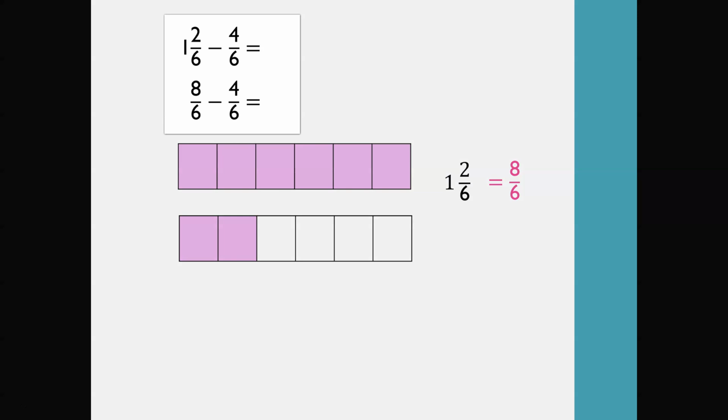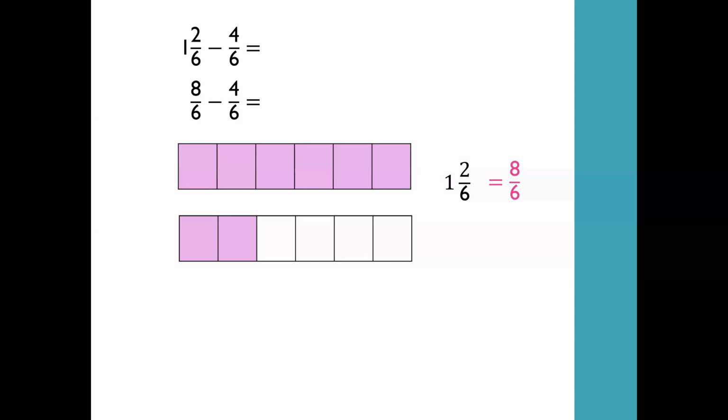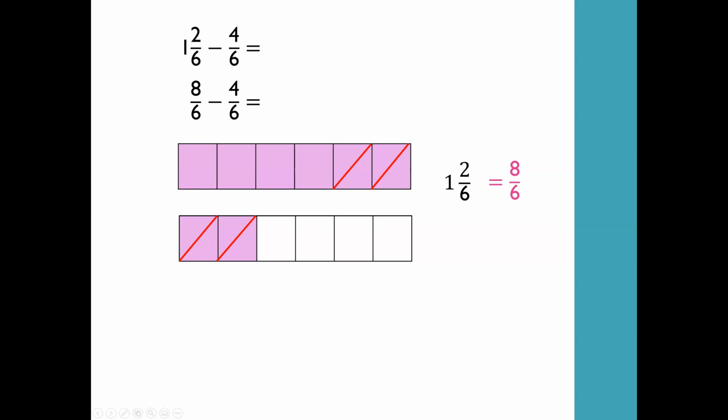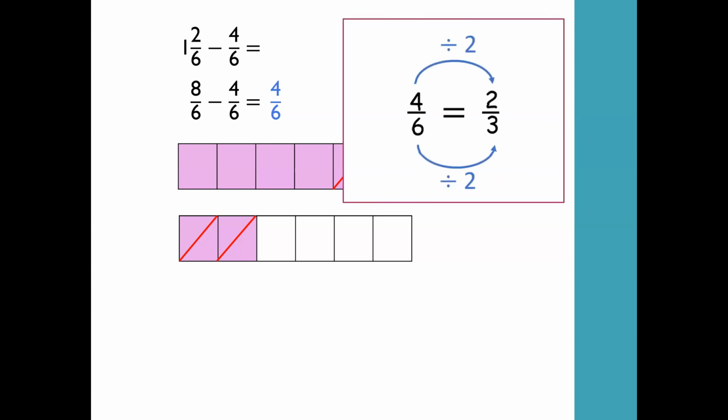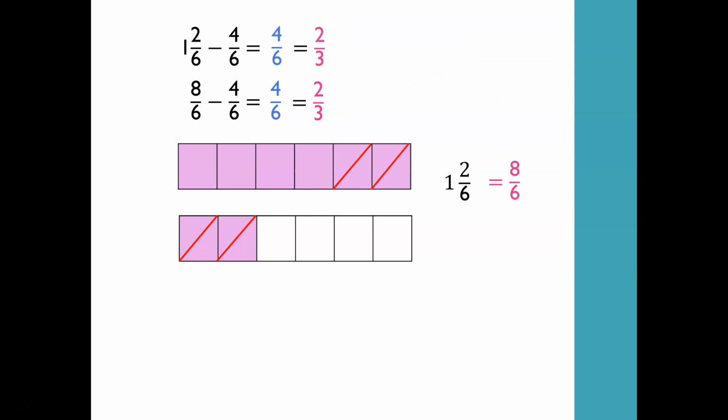8/6 take away 4/6. If I reduce the number of parts by 4, there will be 4 remaining. So the answer 1 2/6 take away 4/6 is equal to 4/6. But thinking back to the way Drake noticed the equivalent fraction in the last example, I'll examine this fraction 4/6 to see if I can calculate a simpler one. I notice that I can divide both the numerator and the denominator by 2, and that will give me 2/3. 4/6 is equal to 2/3. I can say that 1 2/6 take away 4/6 is equal to 2/3.